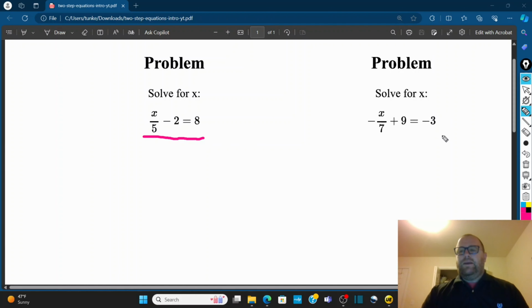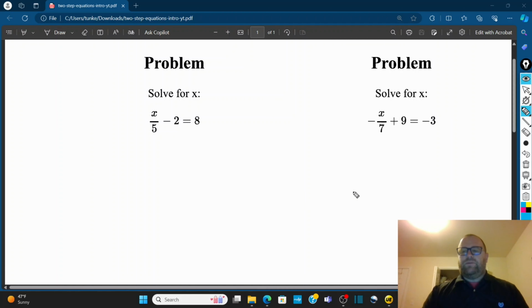equals 8. Okay, so what I like to think of when we're doing these kinds of problems is we're reversing PEMDAS. So typically, following PEMDAS, we would do multiplication or division first and then addition or subtraction, but we're undoing it, so we're going in reverse. We're SAD mapping, so we're going to undo the subtraction or addition first and then undo the multiplication or division.